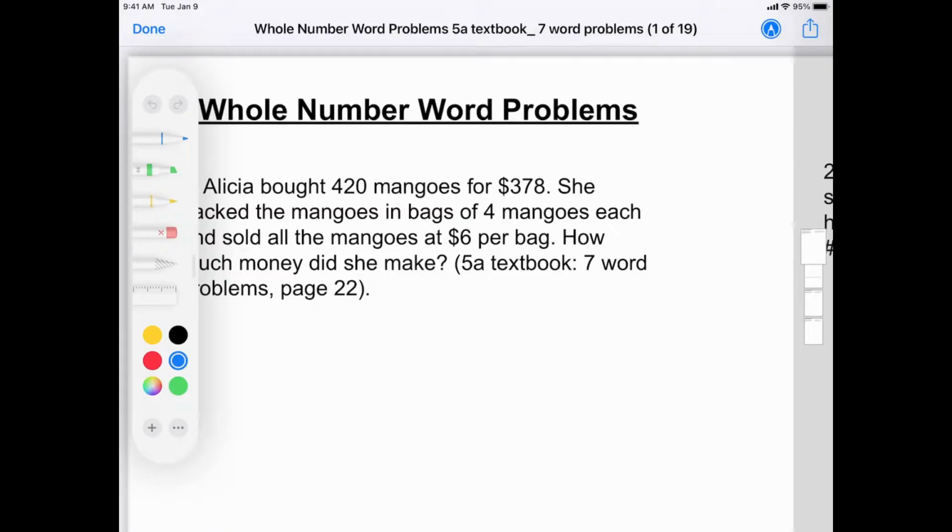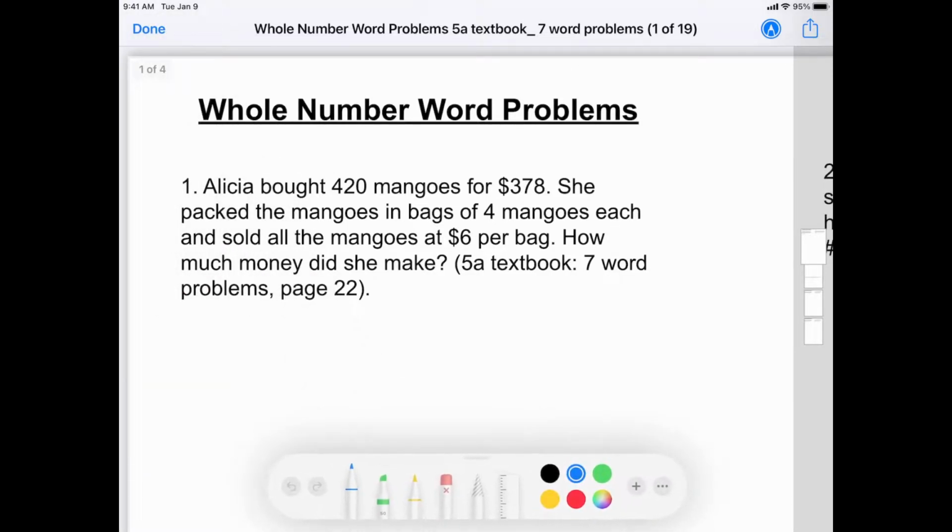Hey guys, let's go over whole number word problems. Alicia bought 420 mangoes for $370. She packed the mangoes in bags of 4 mangoes each and sold all the mangoes at $6 per bag. How much money did she make?